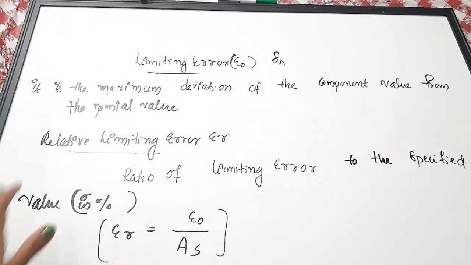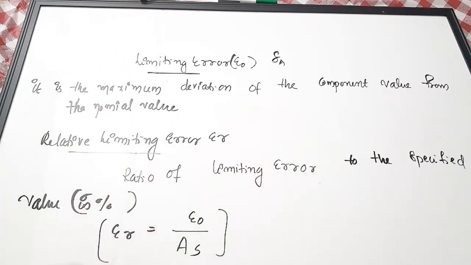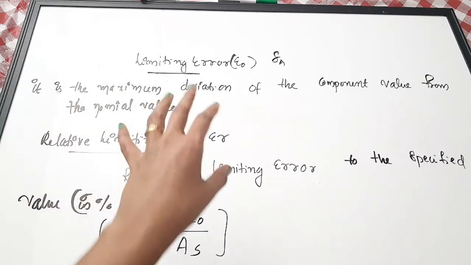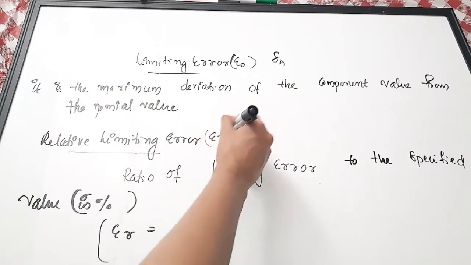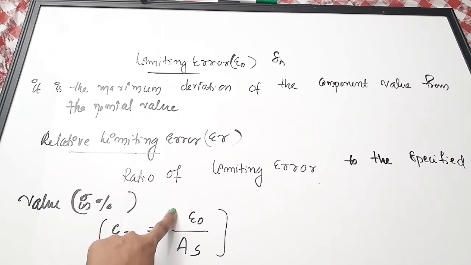Okay, then relative limiting error means it is the ratio of this limiting error to the specified value. How much is the ratio between the limiting error and a given value? That is called relative limiting error and is represented as epsilon r. Okay, so this will be in percentage. The relative limiting error will be in percentage, and it is given as epsilon r equal to limiting error by the given value.